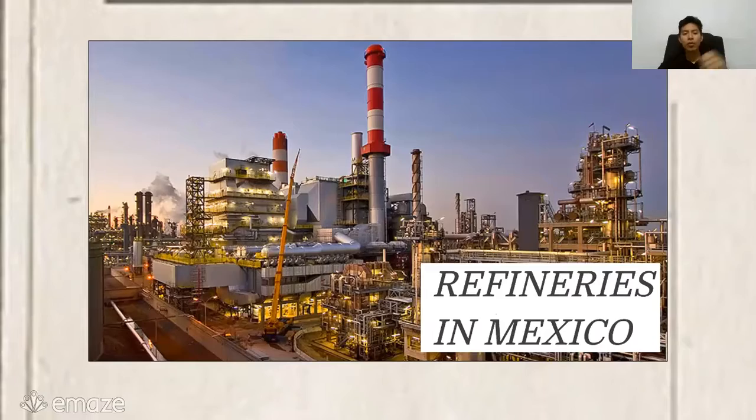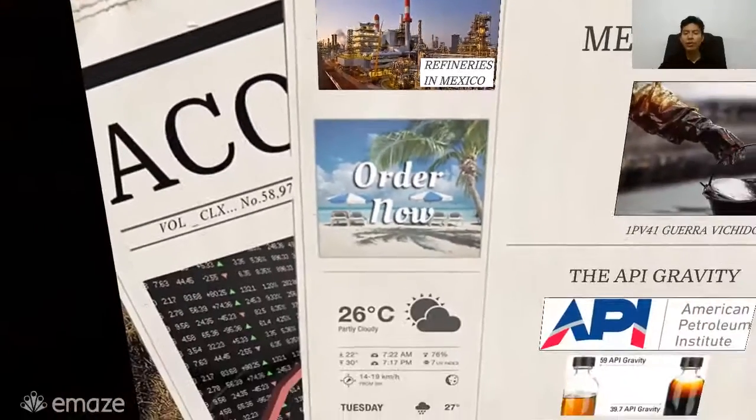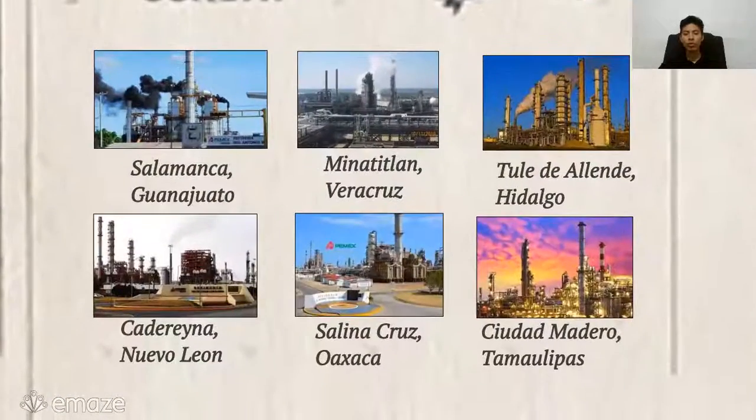In Mexico, we can find 6 refineries belonging to Pemex. The first one is in Salamanca, Guanajuato. It was created in 1950 by President Miguel Alemán Valdés. It has 45 production plants and produces almost 180,000 barrels every day. It is the only refinery that produces isopropyl alcohol and basic lubricants.